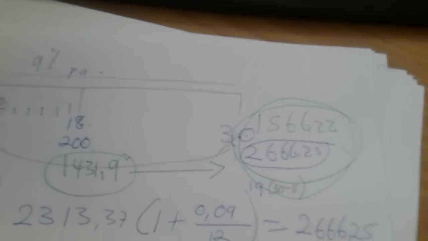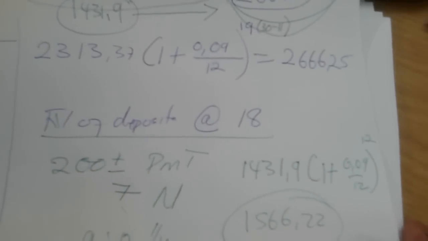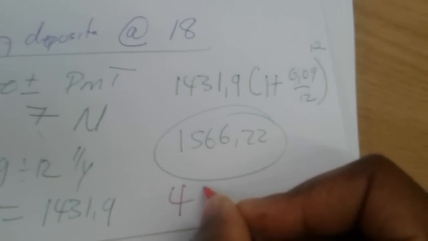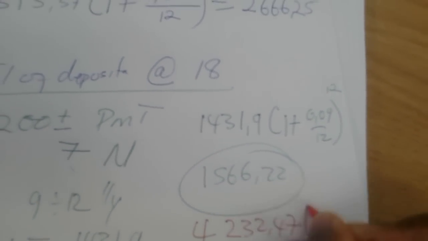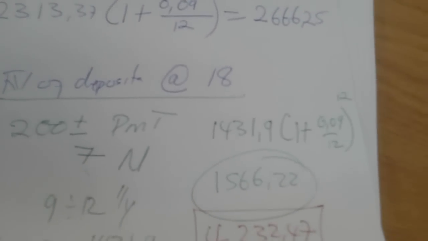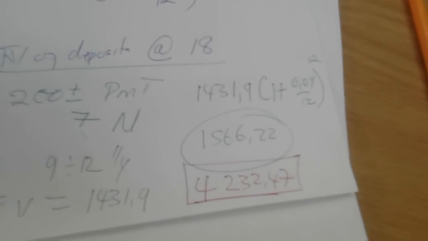If you add these two, you get an amount of 4,232.47. There you go. So we have answered the first part that said how much will be in the account at the end of month 30. It's 4,232.47.